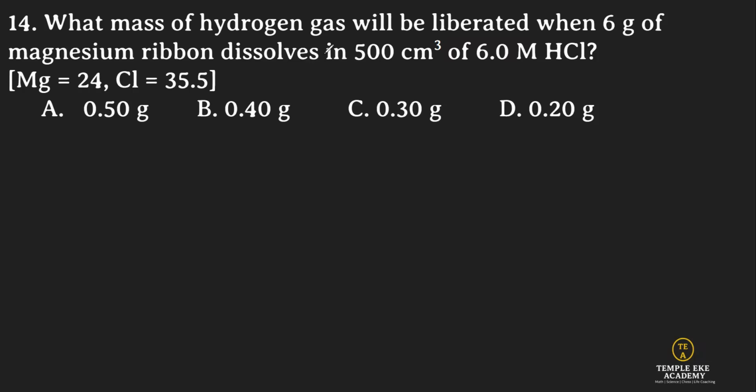What mass of hydrogen gas will be liberated when 6 grams of magnesium ribbon dissolves in 500 cm³ of 6.0 molar HCl? And we're given the relative atomic masses of magnesium and that of chlorine. All right, this is a question that has to do with limiting reactant. The limiting reactant concept will come into play here. Let us get straight into it.